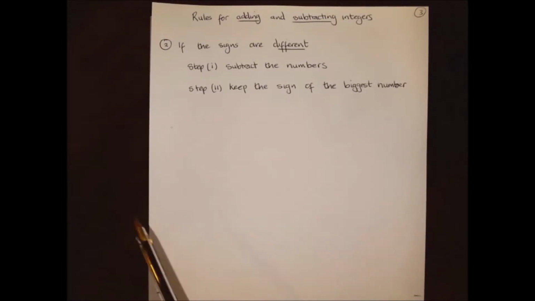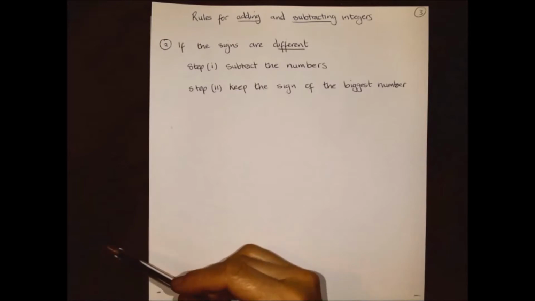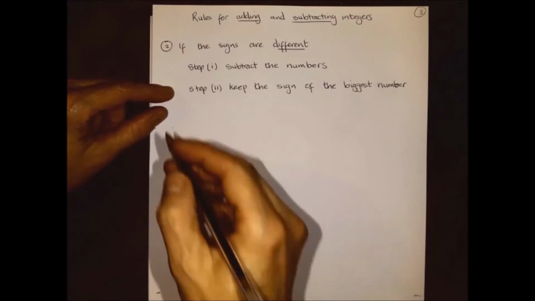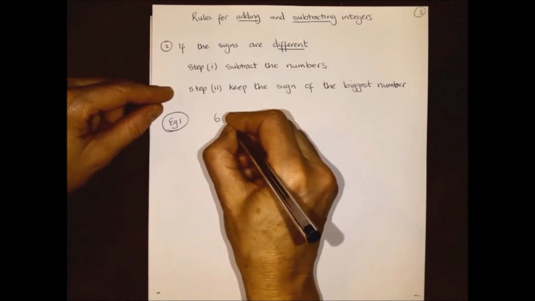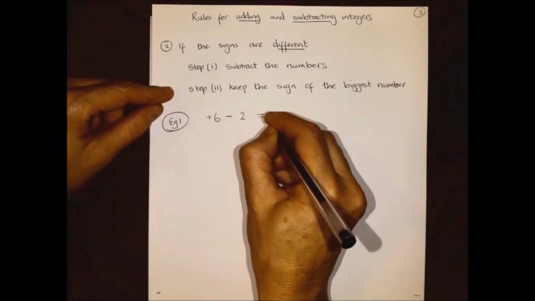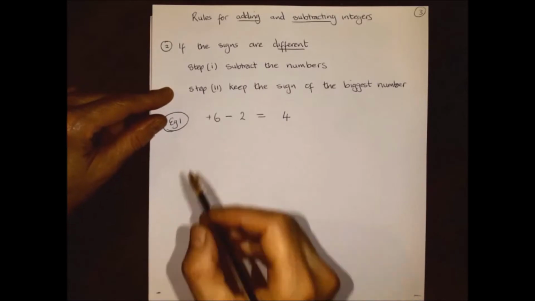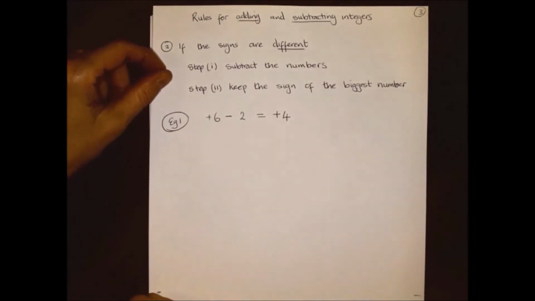The second rule is to do with the situation where the signs are different. So we're still adding and subtracting integers, but now the signs are different. And the rule for this is you subtract the numbers and then you keep the sign of the biggest number. For example, example 1. With different signs, if you have 6 -2, that would be a +6 and a -2. They have different signs. One is positive, one is negative. So we subtract them. 2 from 6 leaves 4. And then we choose the sign of the biggest number. The biggest number is 6, and it is positive. We choose positive. So our answer is +4.